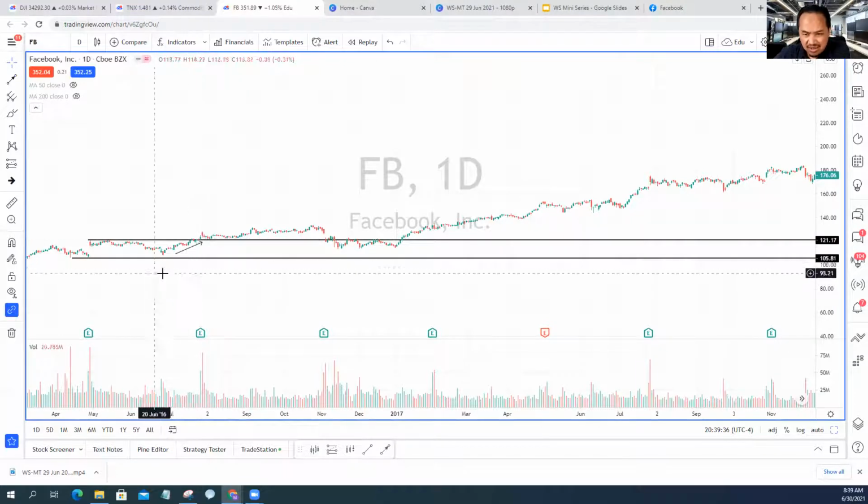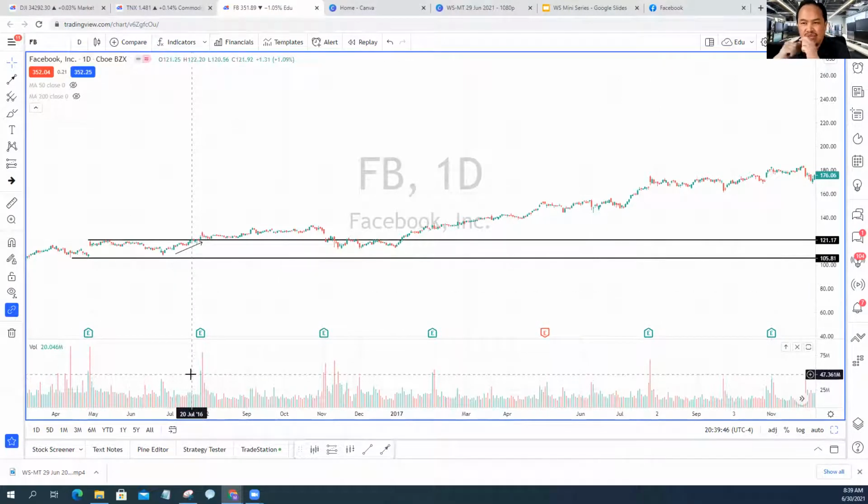Then, as you can see here, whenever it breaks the resistance, we need to find out whether there is volume that can support such a push upward. In this case, when it broke the resistance here, the volume is a little bit less.